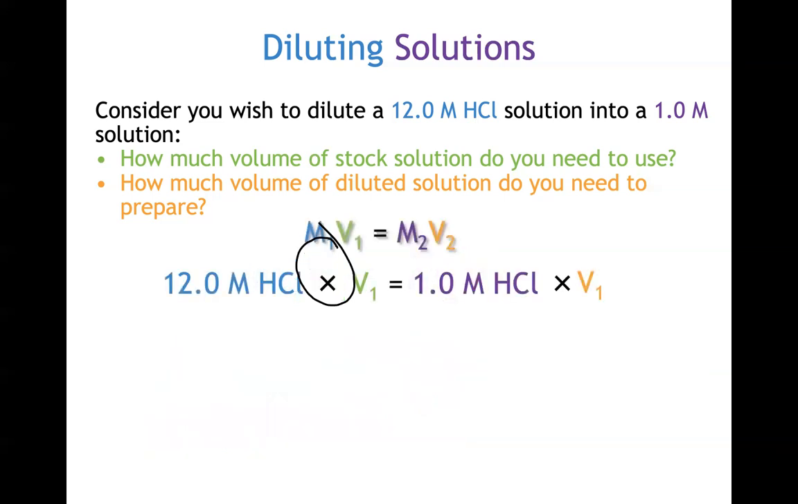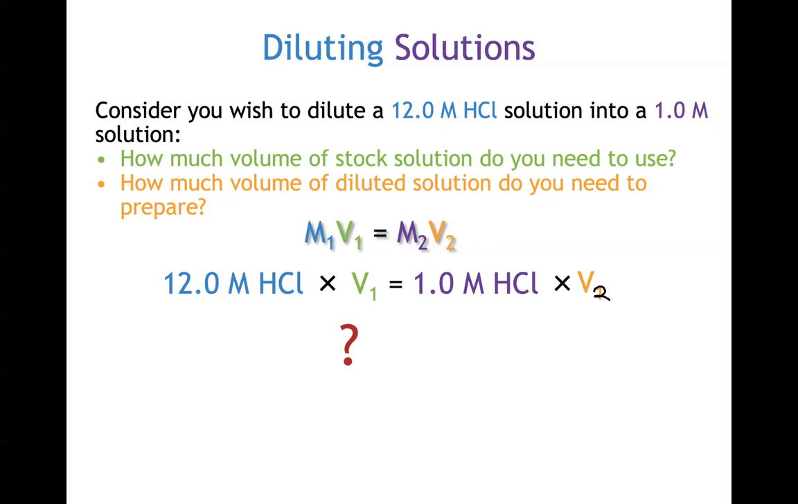So let's take a look. Okay, so we have a 12 molar hydrochloric acid solution times V1. We don't know what the volume is. And we also know we have a 1 molar hydrochloric acid solution times V2, right? We weren't really told in this case any of the volumes. So we have to decide, right?